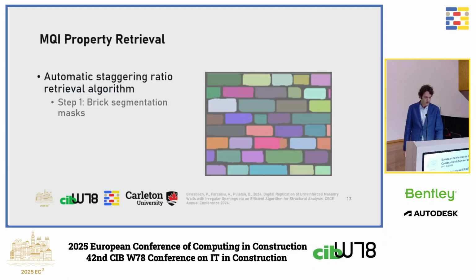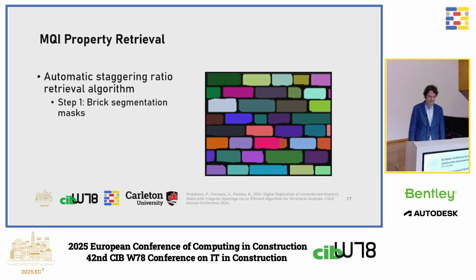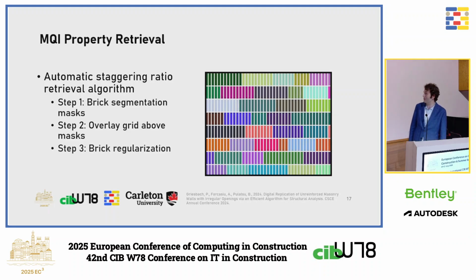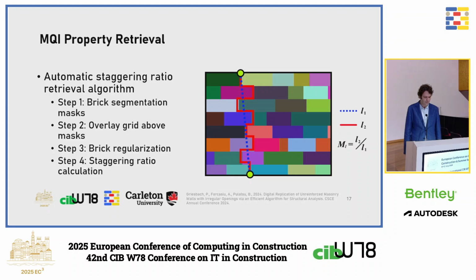Now, to obtain the staggering ratios from these brick masks, they are processed in an automated pipeline developed by my colleague, Peter Griesbach, who was part of our research group. The masks are superimposed over a grid of equal-sized cells, where they are assigned a brick based on the overlapping masks. This process results in a set of rectangular geometries with zero thickness interfaces. Afterwards, the tool samples head joints along the highest course, and then iteratively scans for the closest head joints in the courses below, providing staggering ratio values.